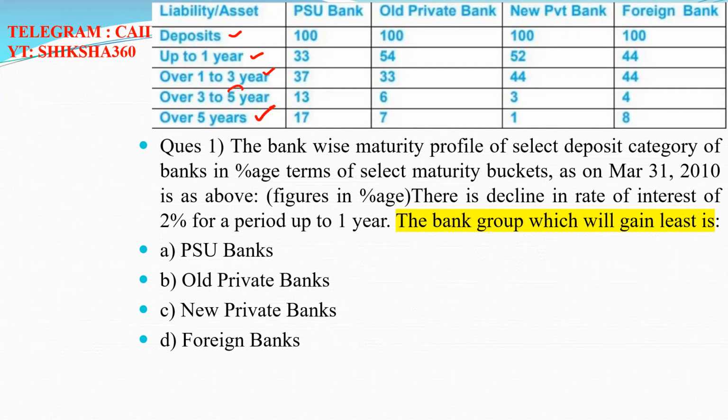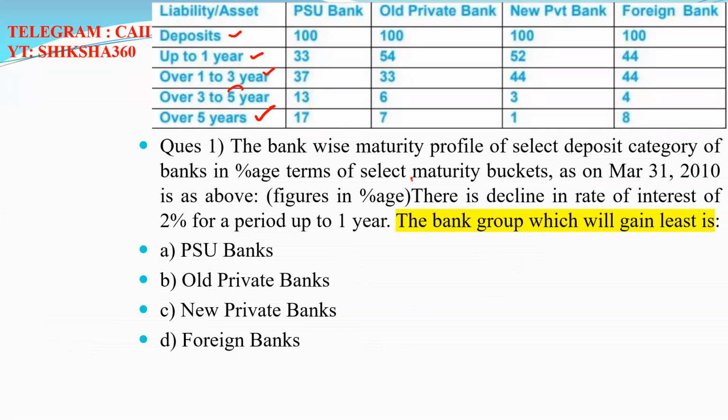So let's move towards the question and understand what they want to say there. It gives the bank-wise maturity profiles of select deposit categories of banks in percentage terms of select maturity buckets, as on 31st March 2010. All the figures are in percentages.